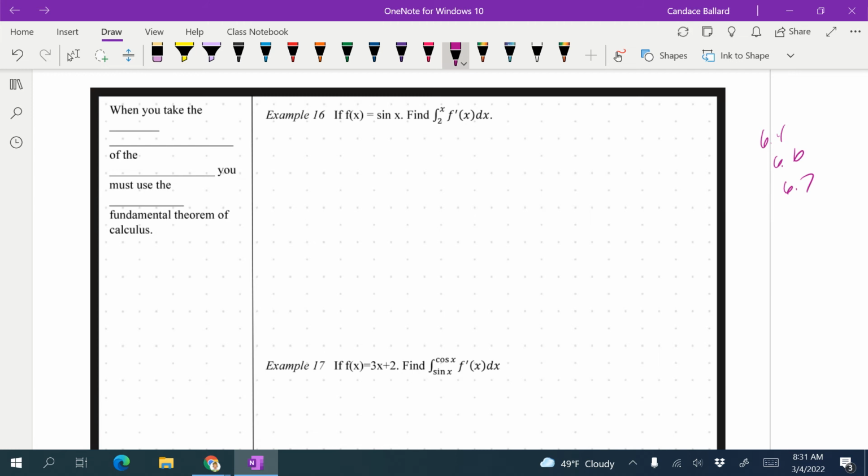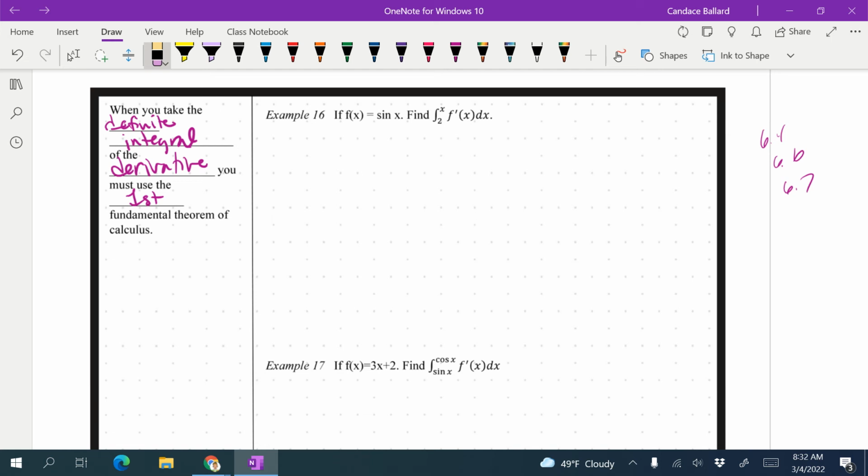When you take the definite integral of the derivative, you must use the first fundamental theorem of calculus. In our previous examples, we were taking the derivative of the integral. In these examples, we are taking the integral of a derivative, which is actually an easier process. It's what we were doing with integration before.